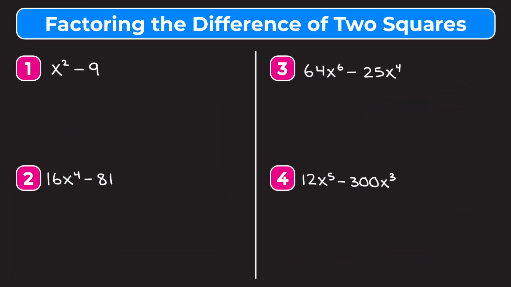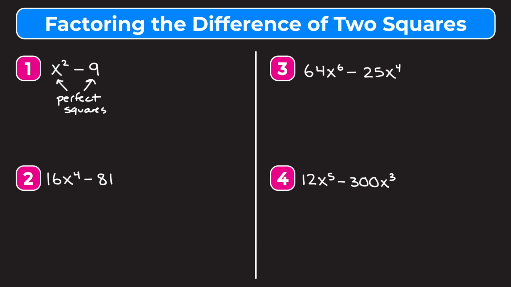In this video, we are learning how to factor the difference of two squares, and this is just a special case when we're factoring. So let's jump into example 1. We have x squared minus 9, and the reason this is the difference of two squares is because x squared and 9 are both perfect squares, and we are taking the difference between them because we are subtracting them.